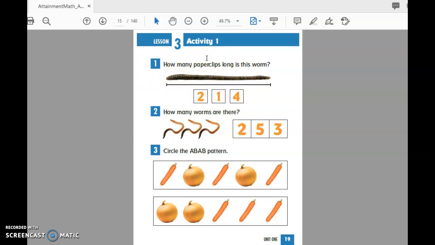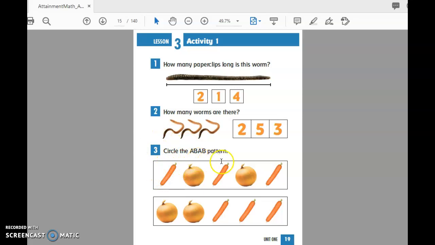On number 2, it says, how many worms are there? So let's count the worms. Get ready. 1, 2, 3. Find number 3, Geronimo. So we have 1, 2, 3. Find number 3. Great job. Let's go to question number 3.